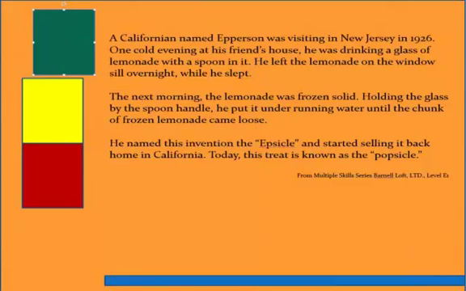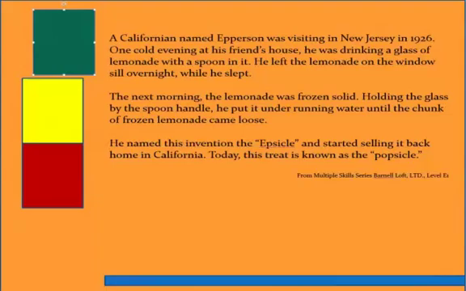Okay, good. He was drinking his lemonade. And because this is a little bit longer paragraph, what else happened during that time? He drank the lemonade, and then what did he do? He left a spoon in it overnight. Right, he put it on the windowsill and left it overnight.